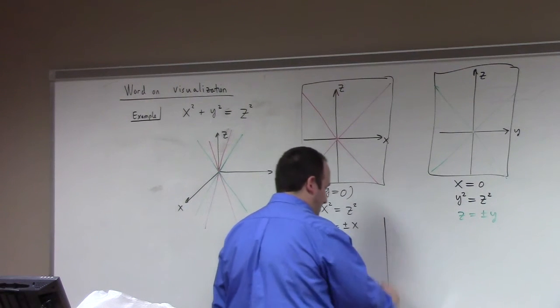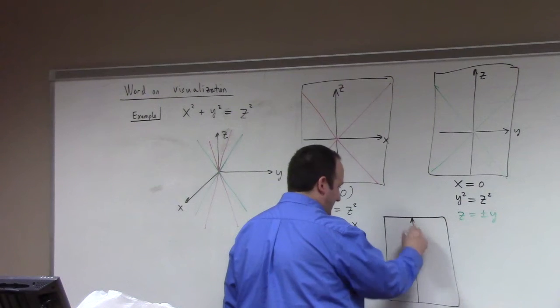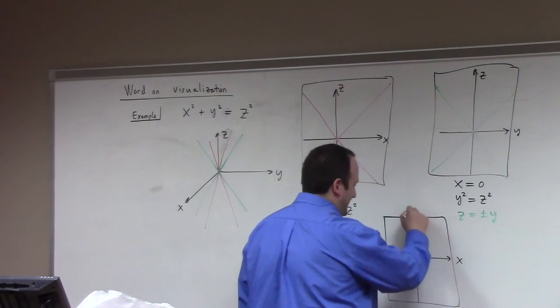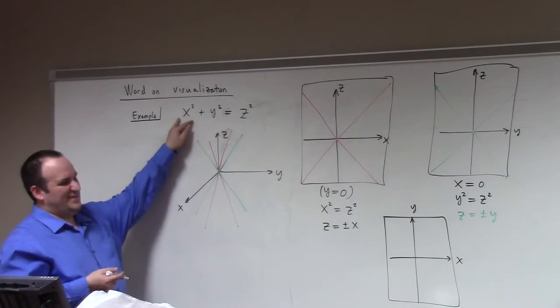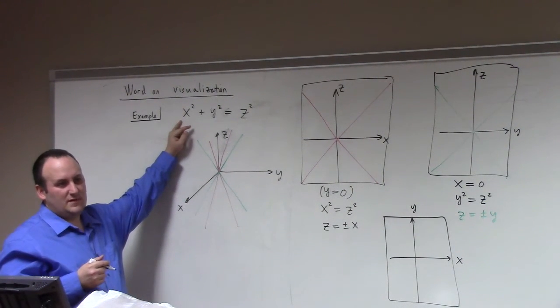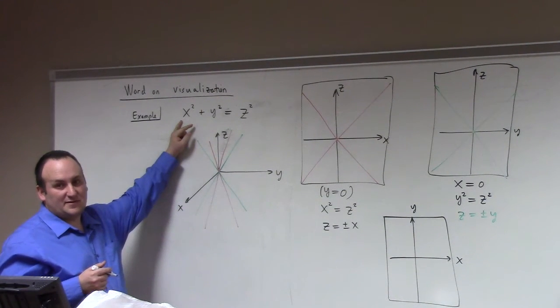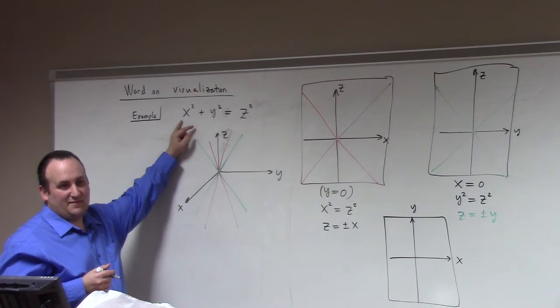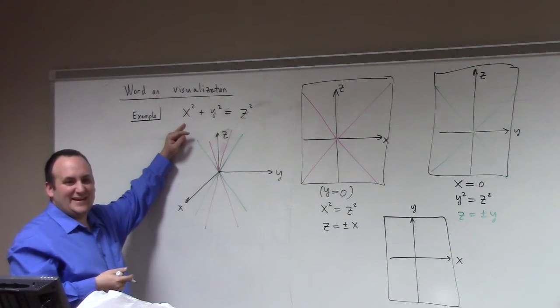XY plane, right. But actually, that's the funny thing here. If I look at the xy plane, that's where z is equal to 0. Z equals 0 gives me the equation x squared plus y squared equals 0 squared. Which is what? 0, 0, right? The graph in the xy plane is just a point. That's not especially enlightening, right?